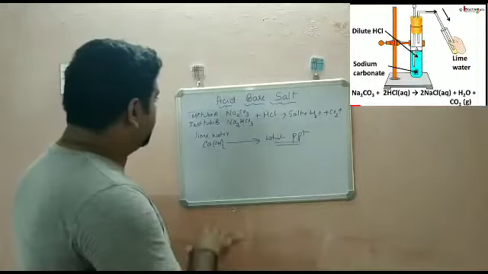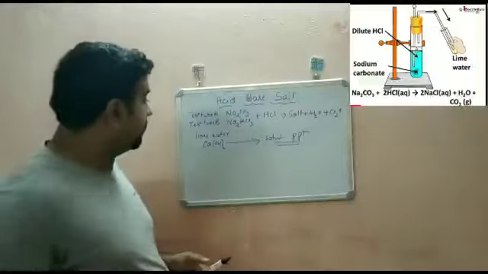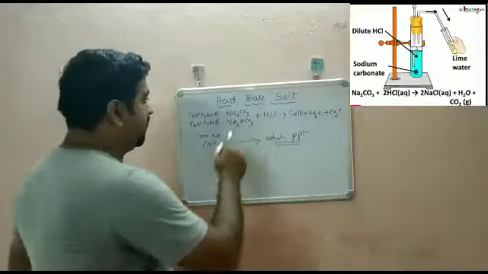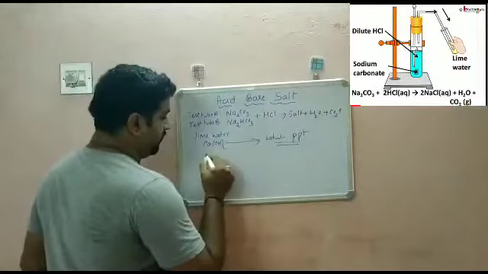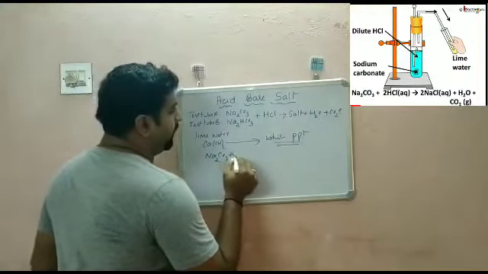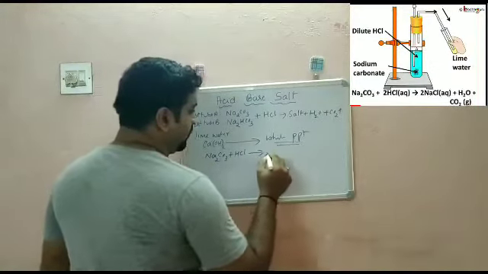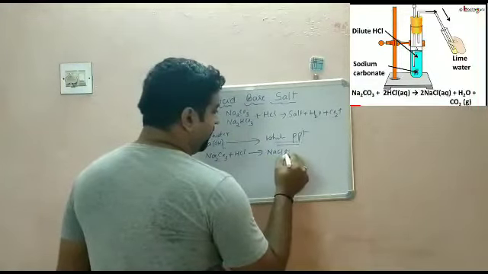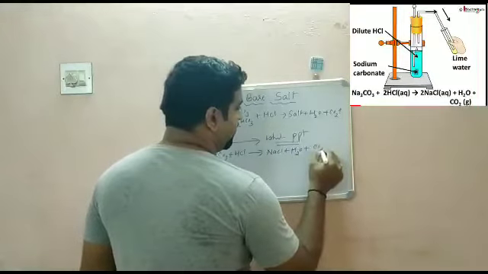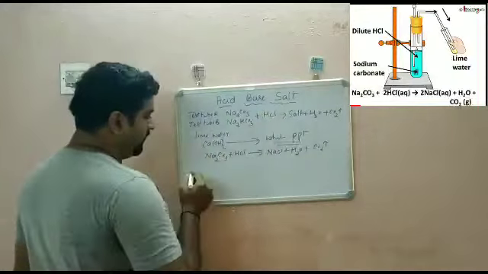So let us try to understand the reactions first. First of all, let me take the first reaction of sodium carbonate, Na2CO3 plus HCl gives NaCl plus H2O plus carbon dioxide. So this is the first reaction.